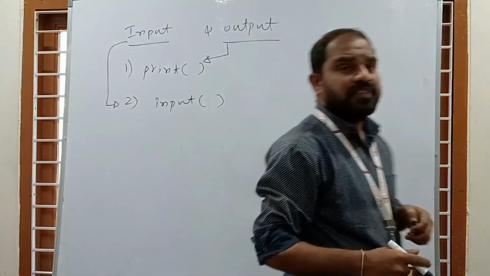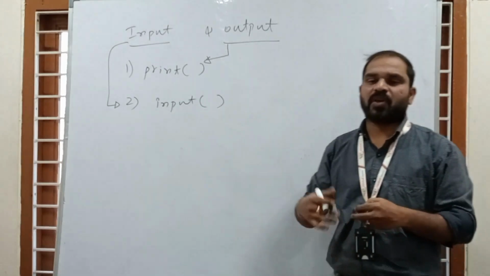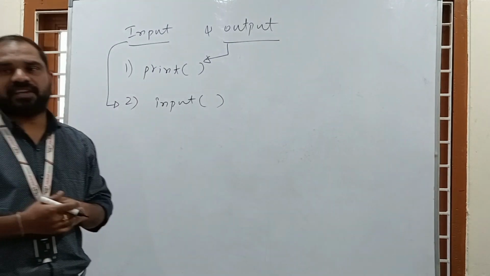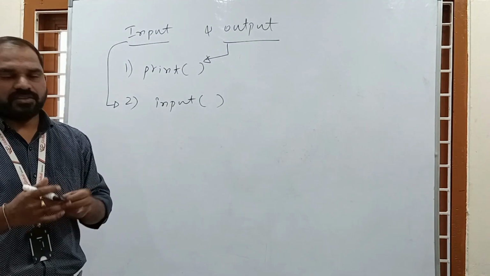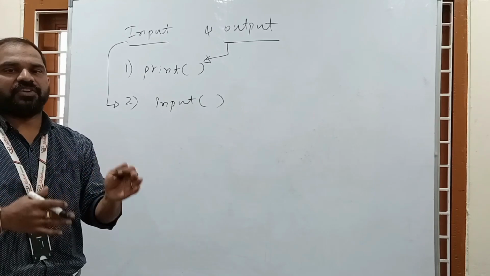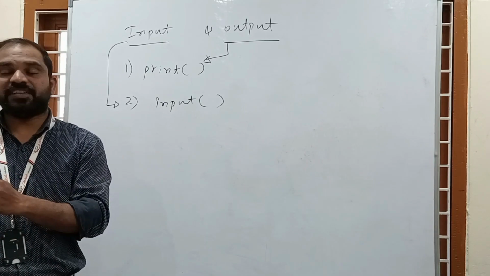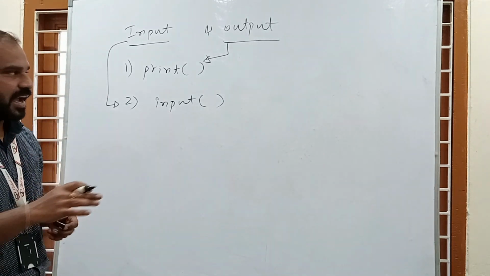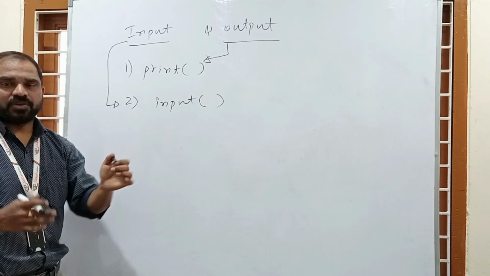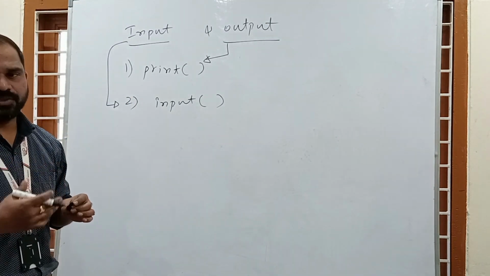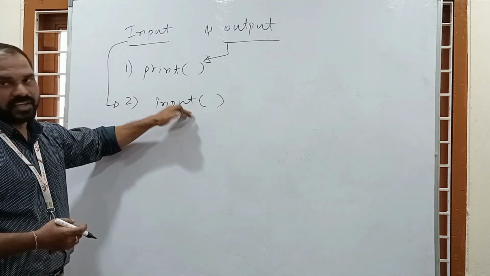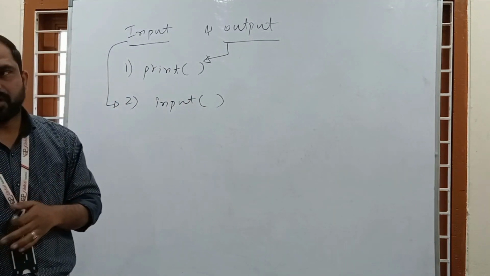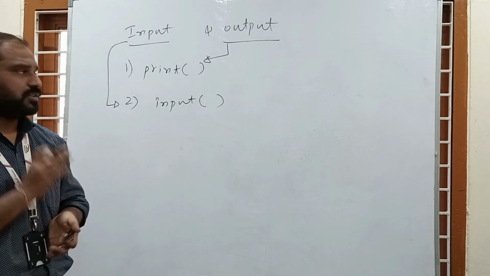Generally, we will work on the data. By writing the program, we will process the data. So who will provide the data? The user will provide the data. So we need to take the input, process it, and print the output. We need to process the data given by the user. How to take input from the user? By using the input function. By using these two functions, we can print the output and take the input from the user.